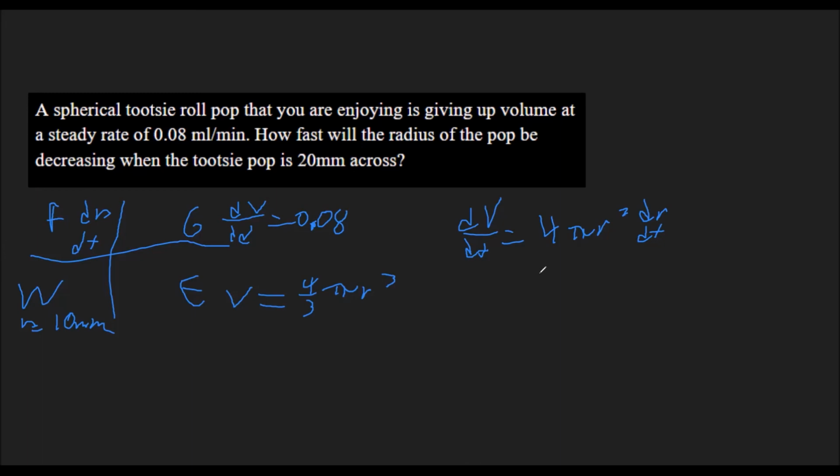At this point, we can just substitute in everything. We know that dV/dt is 0.08, which equals 4 times pi. Now we know that the radius is going to be 10, so that's simply 10 squared, times dr/dt. So this question was pretty simple. We know that dr/dt is equal to 0.0002 over pi. Pretty simple.